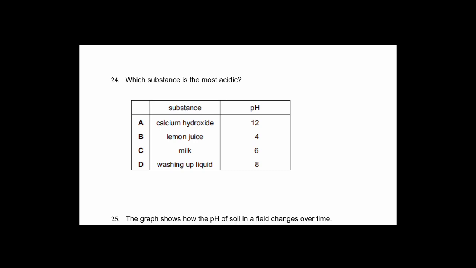Which substance is the most acidic? The one with a lower pH. The substance with a lower pH will be more acidic. Here the answer is B.